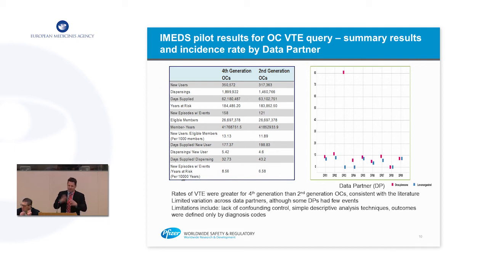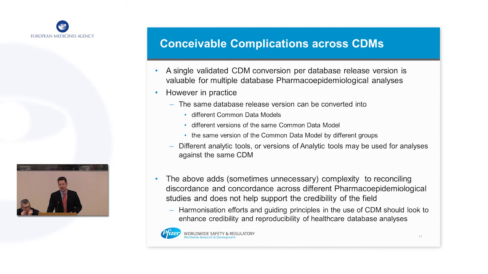So given our thin common data model experience and some of the challenges we had there, and what we learned in the context of using the Sentinel Common Data Model, how does that inform our thinking and why did it lead to the comparative study I'm going to present in a moment? Well, there are so many complications in terms of how we use common data models. We have this idea of a single validated common data model conversion per database release version, which is valuable in some way for pharmacoepidemiological research. I think we're all agreed on that, and certainly for rapid analysis, it provides this capability for fast analysis.